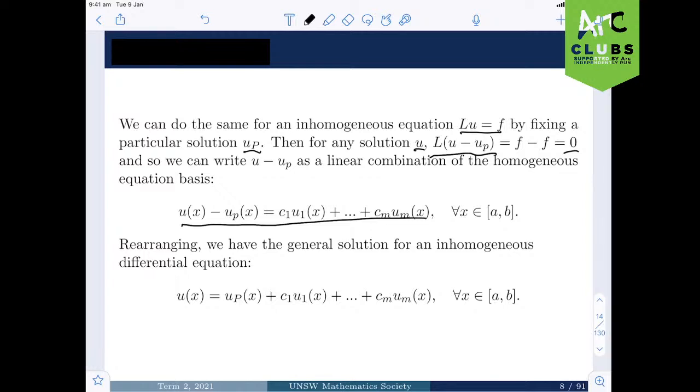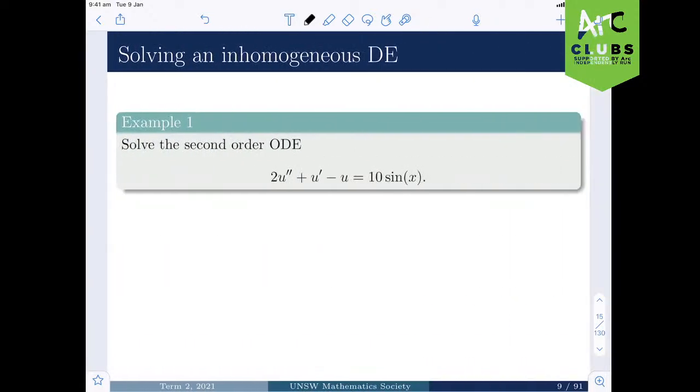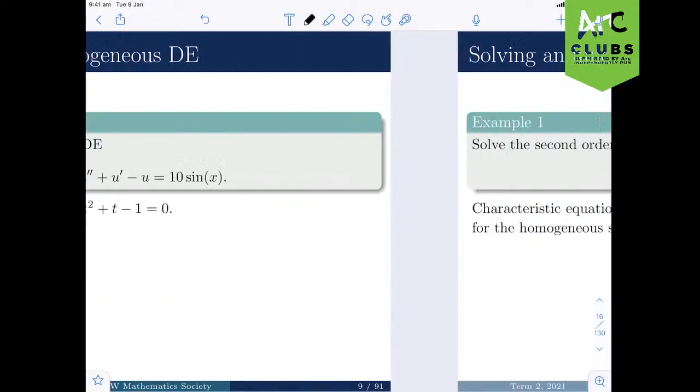Now if we rearrange, we just add UP on both sides, so we get that the general solution of an inhomogeneous differential equation is UP plus C1 U1 plus all the way up to CM UM. And again, this is from first year, so you should know this. I just went through it just for fun. Okay, moving on. These are all just first year stuff.